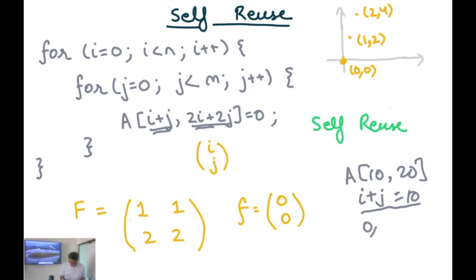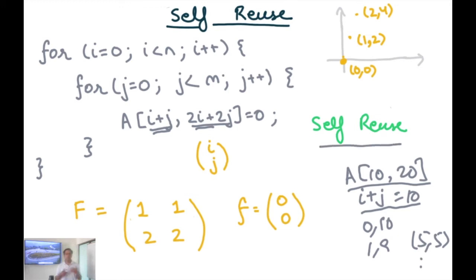So things like 0, 10, 1, 9, 5, 5, and so on, right? So there are many different points in the iteration space for which the same location a[10, 20] will get accessed. And so in this case also there is self-reuse, right? Recall, what is the definition of self-reuse? If multiple points in the iteration space access the same array location for a given statement, in this case the statement is a[i plus j, 2i plus 2j] equals 0, then there is self-reuse, and that is actually holding true here, because for points 0, 10 and 5, 5, it's the same location 10, 20 that would get accessed.